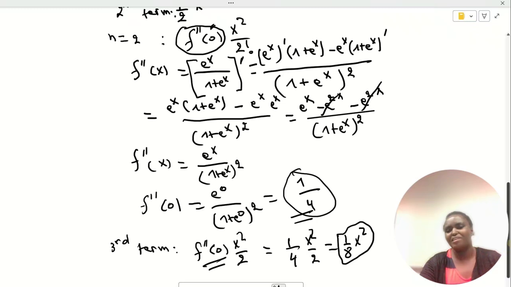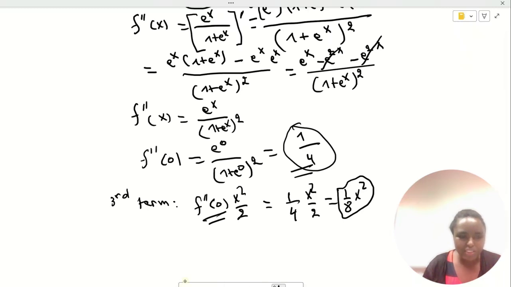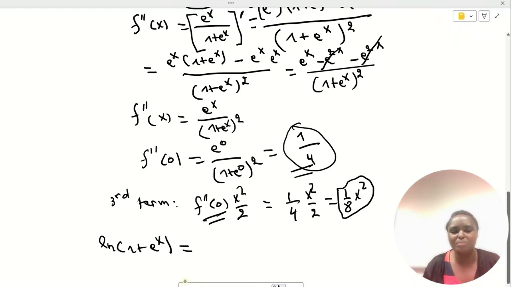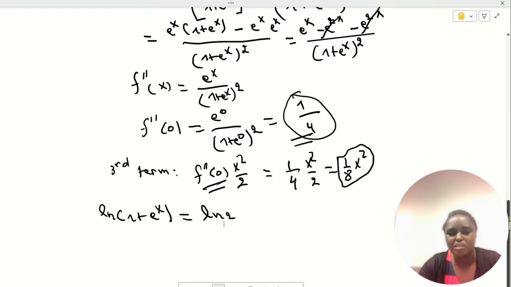Yeah. And if you want, you can write your Maclaurin expansion. Then you will say that ln of 1 plus e power x is equal to the first term. The first term was ln of 2, yes, and the second term is, let me see what it is, 1 over 2x. Yes, then plus 1 over 2x and plus 1 over 8x squared plus, and so on.